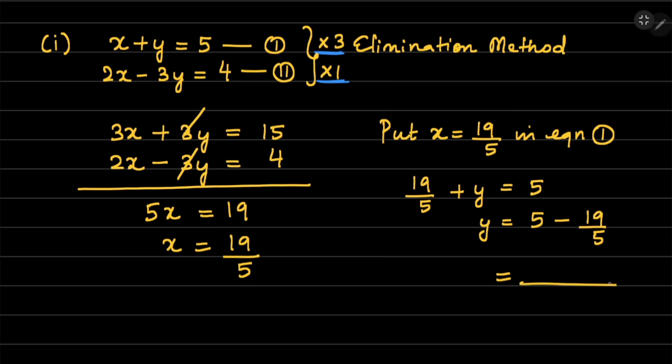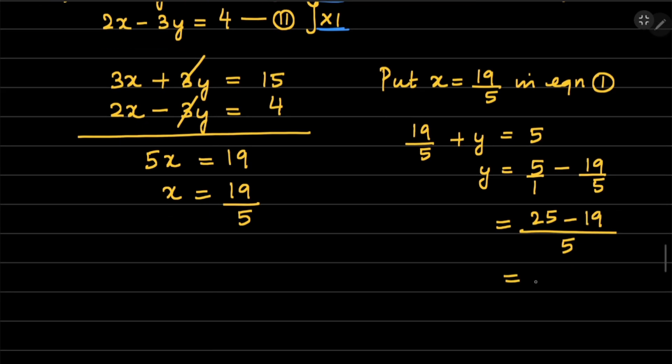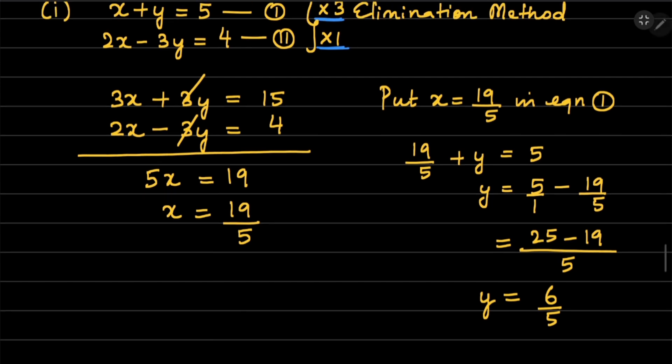The LCM is 5. So the first number would be 5 into 5, which is 25, minus 19. What is 25 minus 19? It is 6. 6 by 5. So the y value that you're getting is 6 by 5, and x is nothing but 19 by 5. So these are the two values that you are getting using the elimination method.